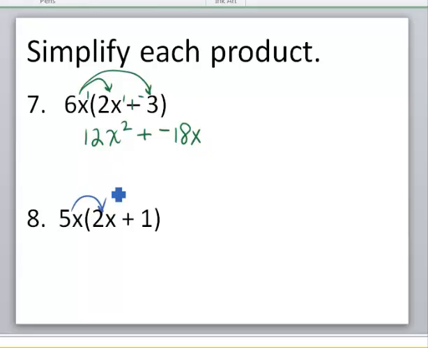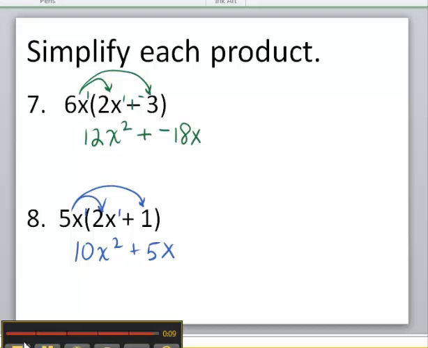Down here I've got 5 times 2, which is 10. X to the first times x to the first is x to the second. And then 5x times 1 is just 5x. Again, none of these were being able to be added together because you do not have like terms when finishing multiplying those problems together.